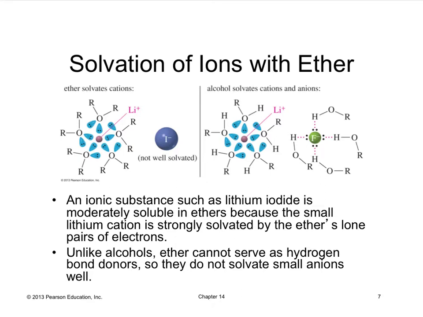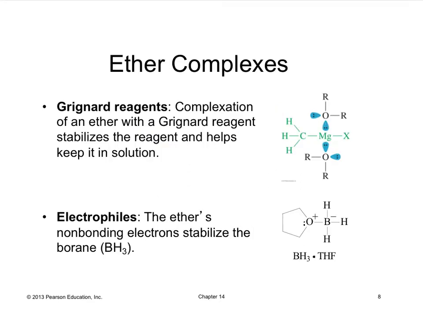So unlike alcohols, ethers can only solvate cations, so they cannot solvate these small anions. If we look at ether complexes, for example in Grignard reagents, the complexation of an ether with a Grignard reagent stabilizes the reagent and helps keep it in solution. So here are ethers. What it does is it complexes to the positive charge of the magnesium, stabilizing it.